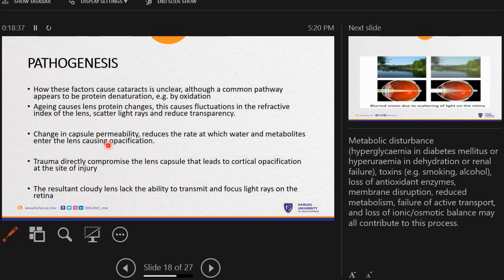So aging causes lens protein changes. This causes fluctuations in the refractive index of the lens, scatters light rays, and reduces transparency. Change in capsule permeability reduces the rate at which water and metabolites enter the lens, causing opacification. Trauma directly compromises the lens capsule that leads to cortical opacification at the site of injury. The resultant cloudy lens lacks the ability to transmit and focus light rays on the retina.